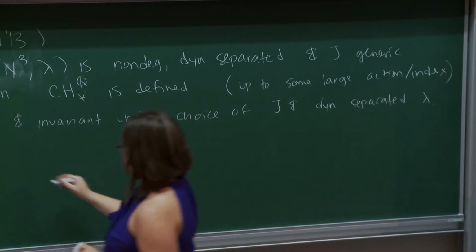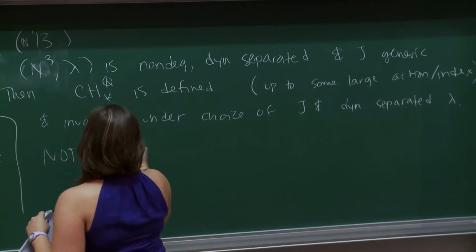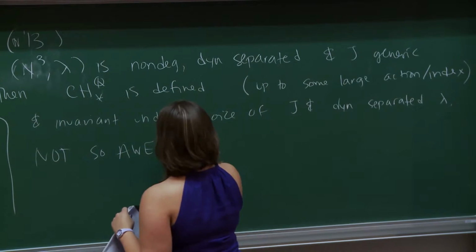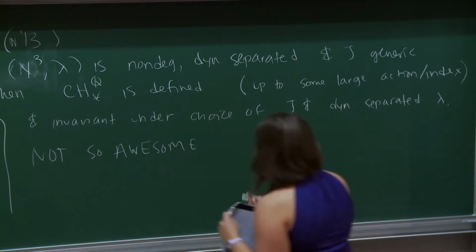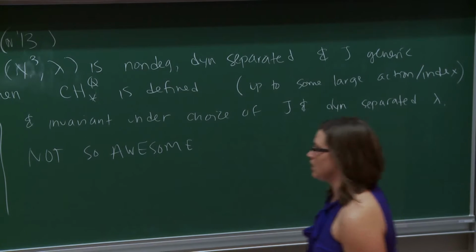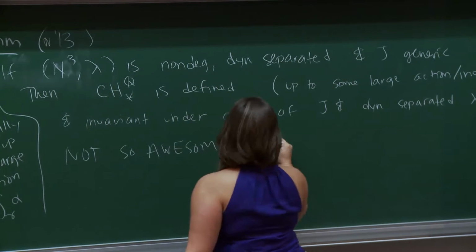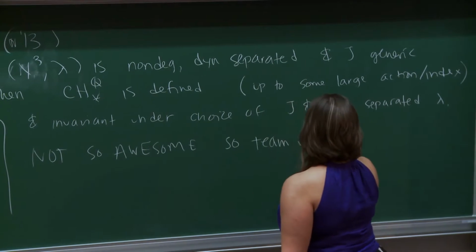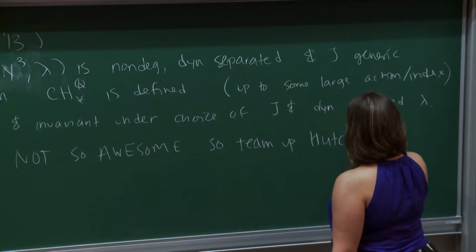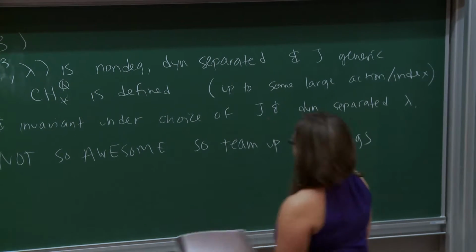Okay, so this is not so awesome because it excludes a lot of examples, like certain dynamically convex things like ellipsoids. So you team up with someone that knows more than you, and then you prove a theorem.